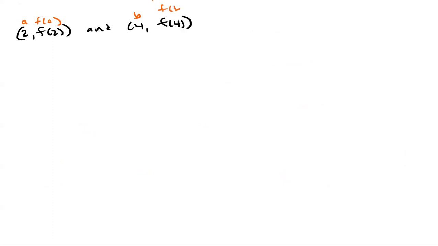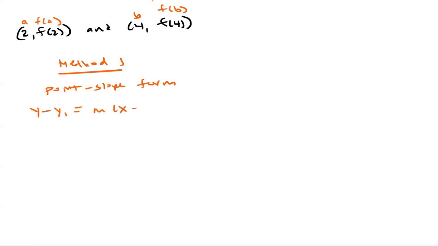So here's our f of b. Again, I'm going to show two ways. Method one is the point slope form. That's just y minus y1 is equal to m times x minus x1. So that's going to be the point slope form, and this is my preferred method. Again, it doesn't matter which one you do. In the end, you get the same answer.